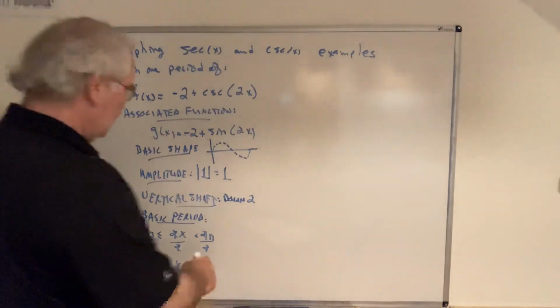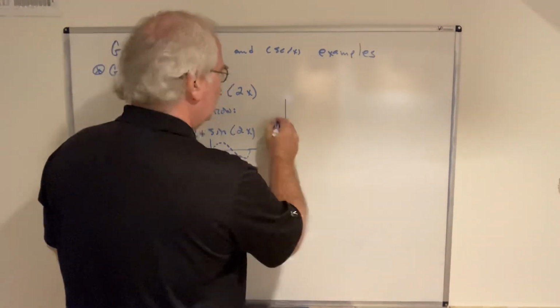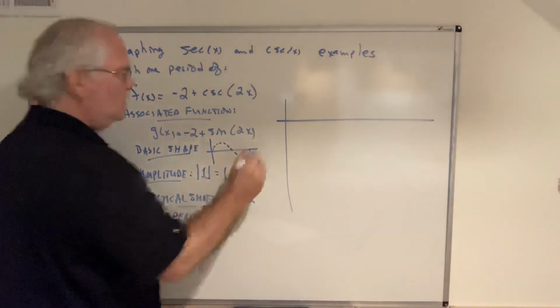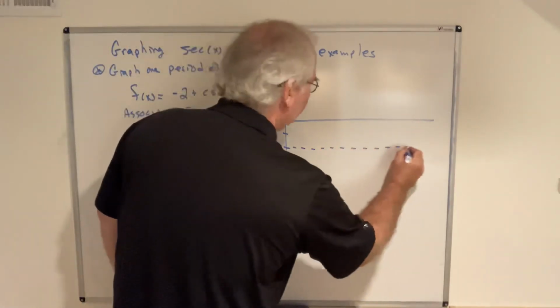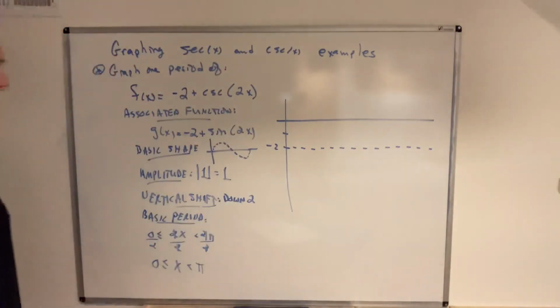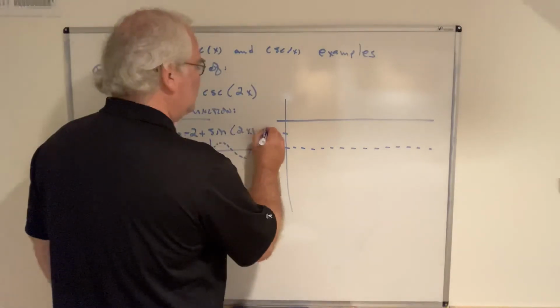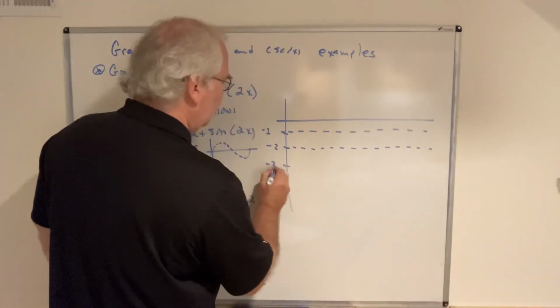And then sketch in, I'm going to shift down 2 units, so I'm going to put it up here a little bit. Vertical shift down 2 units, so find the axis at -2. This is now the primary axis, the central axis of this graph. The amplitude is 1, so the peak line is at -1. The trough line is at -3.